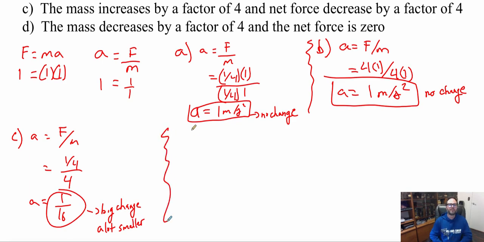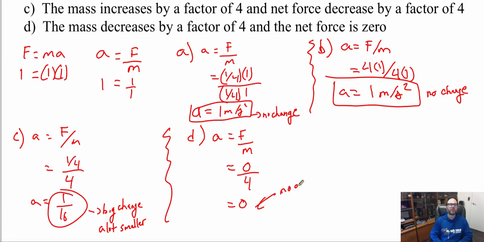So now let's look at D. In this case, we still set it up, so acceleration is equal to force divided by mass. But in this case, we know my force is equal to 0. My mass is increased by a factor of 4, but 0 divided by anything is 0. So in this case here, there's going to be no acceleration.